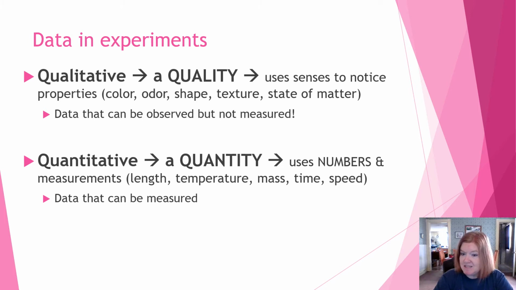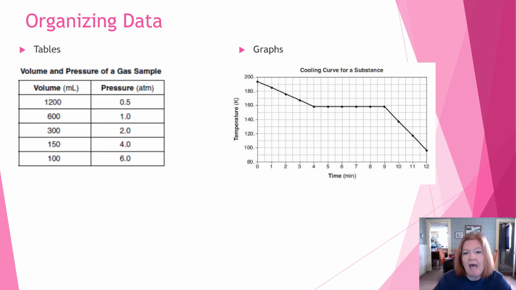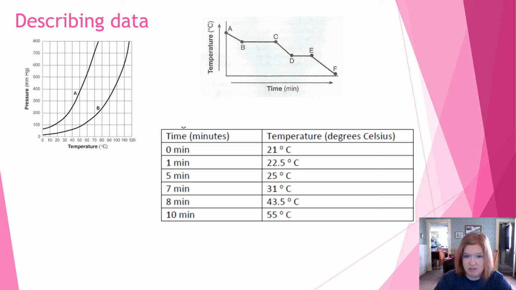Quantitative, just like it says, is a quantity. We use numbers and measurements. So we measure length, temperature, mass, time, speed, any data that can be measured. And then we organize our data, organizing it into tables and graphs. Okay, charts, tables, graphs, very common, the way to organize and then describe our data.